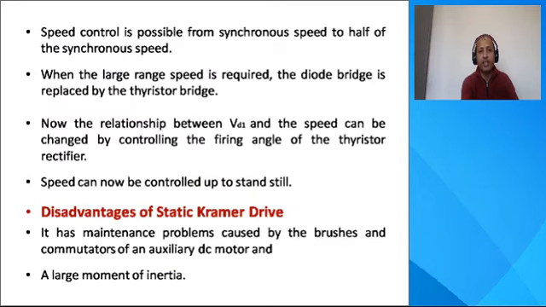There are certain disadvantages of this method. Basically, when we are using static Kramer drive and we are using a DC motor, there is a problem of brushes and commutators due to that auxiliary DC motor. There is a maintenance problem basically, and secondly, it requires a large moment of inertia for this particular system. In order to remove these disadvantages, we can modify this Kramer drive.